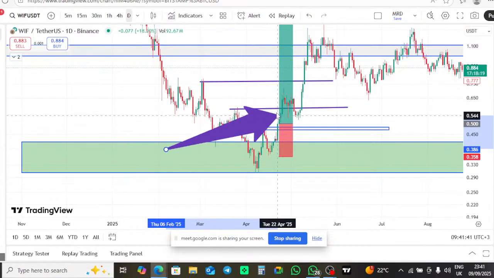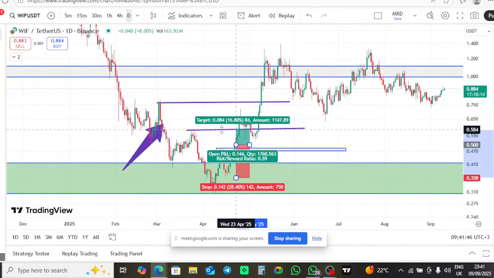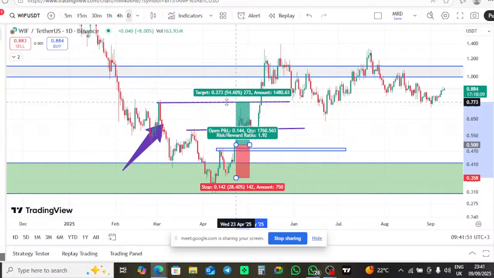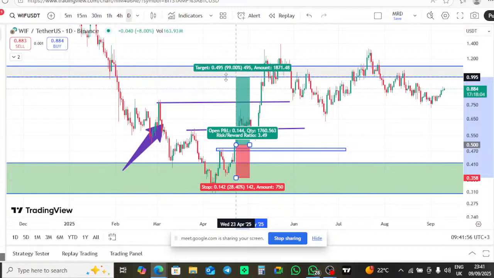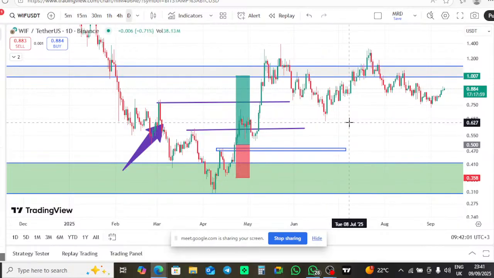And my take profit, I can decide either first take profit here, which is 16%, or second take profit here, which is 50%, or my last take profit here, which is 100%. Are you getting the point? We are doing the same analysis while we are trading both futures and spot. The analysis is the same.